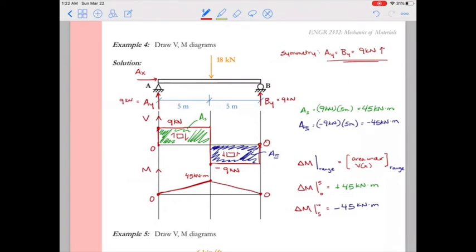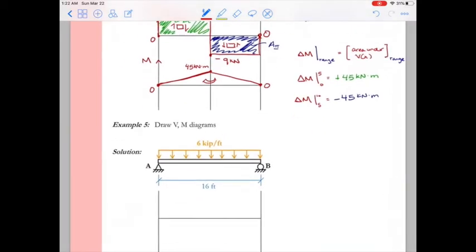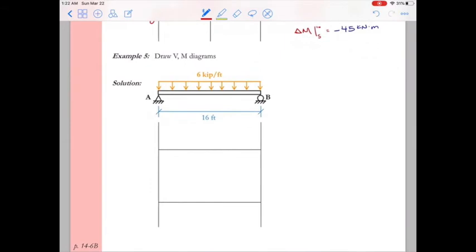Again, constant shear gives me a linear moment diagram. I go ahead and I add my bending element, and I now have my shear and moment diagram complete for this beam. I hope you found that a lot easier, especially as we're going to do a lot of these. Let's try it again on example 5.